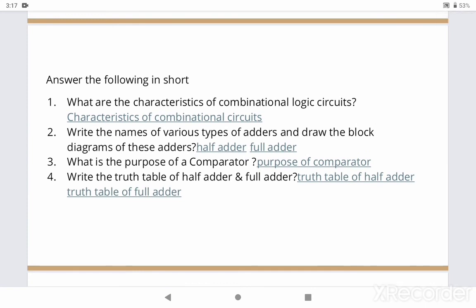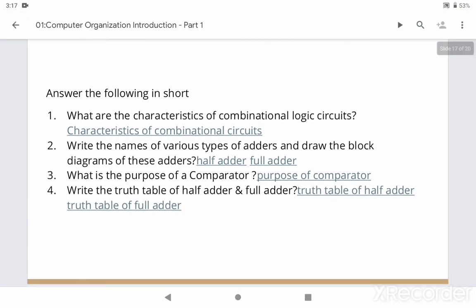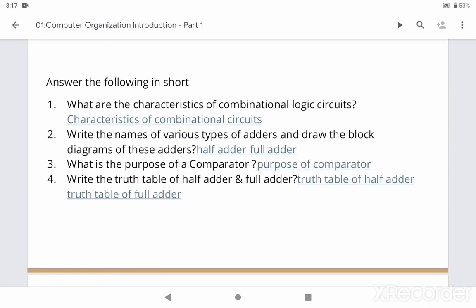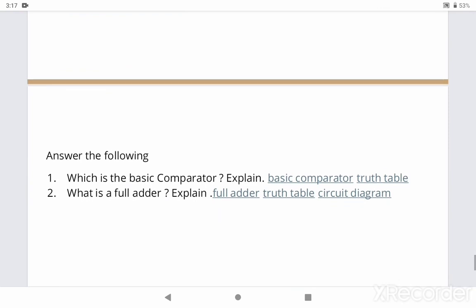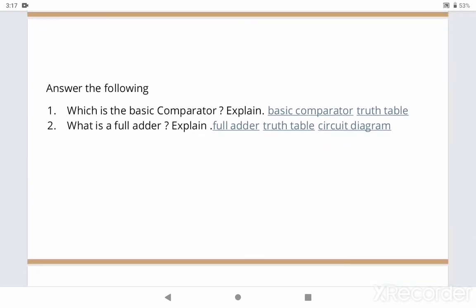Then answer the following in short, and my questions are: what are the characteristics of combinational logic circuits? Write the names of various types of adders and draw the block diagrams of these adders. Then what is the purpose of a comparator? Then write the truth table of half adder and full adder. So these all are my short answer questions, and there are two more questions to answer. Which is the basic comparator? Explain. What is a full adder?